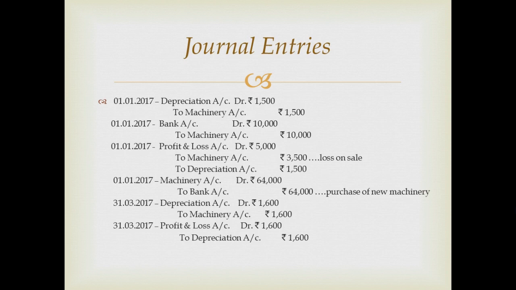1st of January 2017, depreciation account debit to machinery account rupees 1,500. Bank account debit to machinery account rupees 10,000. Profit and loss account debit rupees 5,000 to machinery account rupees 3,500, which is the loss on sale, to depreciation account rupees 1,500. On the same day, machinery account debit to bank account rupees 64,000 towards purchase of the new machinery. On 31st March 2017, we have depreciation account debit to machinery account rupees 1,600, and finally profit and loss account debit to depreciation account rupees 1,600.